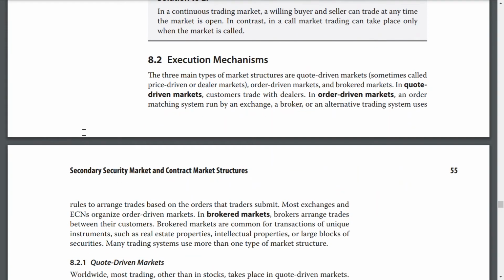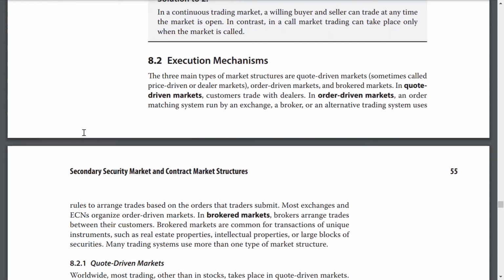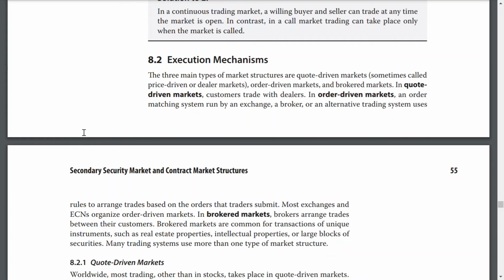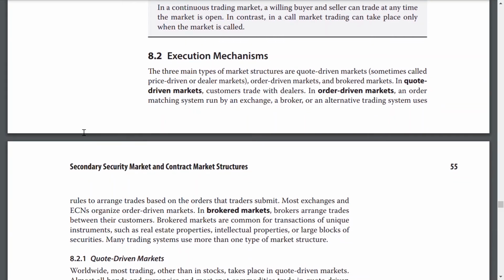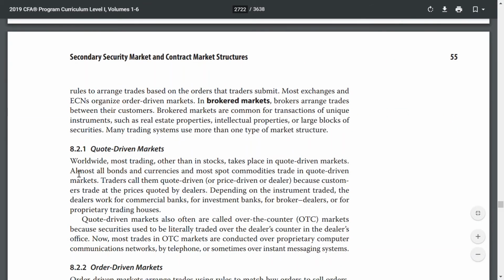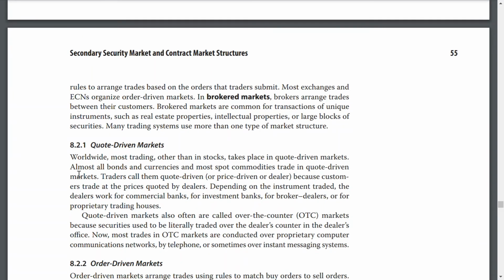Execution mechanisms. There are three main types of market structure. The first is quote-driven markets, where customers trade with dealers. In an order-driven market, an order matching system is run by the exchange, a broker, or an alternative trading system. It uses rules to arrange trades based on the orders that the traders submit. Most exchanges and ECNs organize order-driven markets.